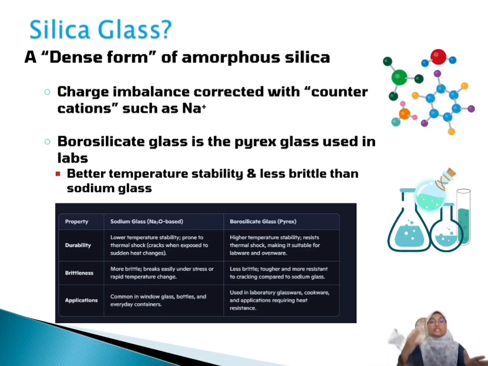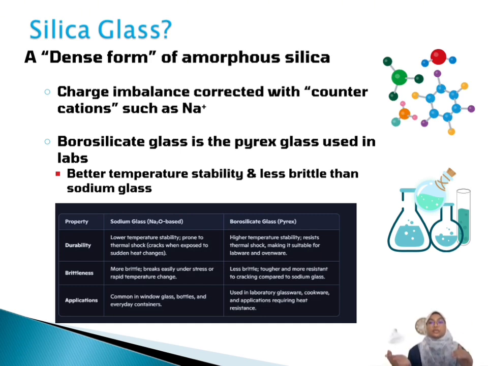But not all glasses are the same. Sodium glass, the type used in windows and bottles, is cheaper but more brittle and less stable at high temperatures. Borosilicate glass, which we know as Pyrex, is tougher, resistant to shock, and widely used in laboratories and also cookware. Here I also add a table, which is a quick comparison between sodium glass and borosilicate glass.